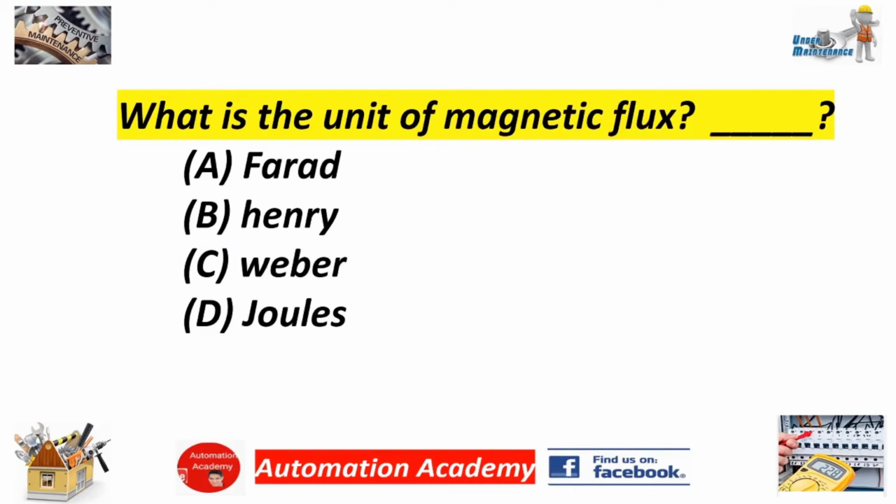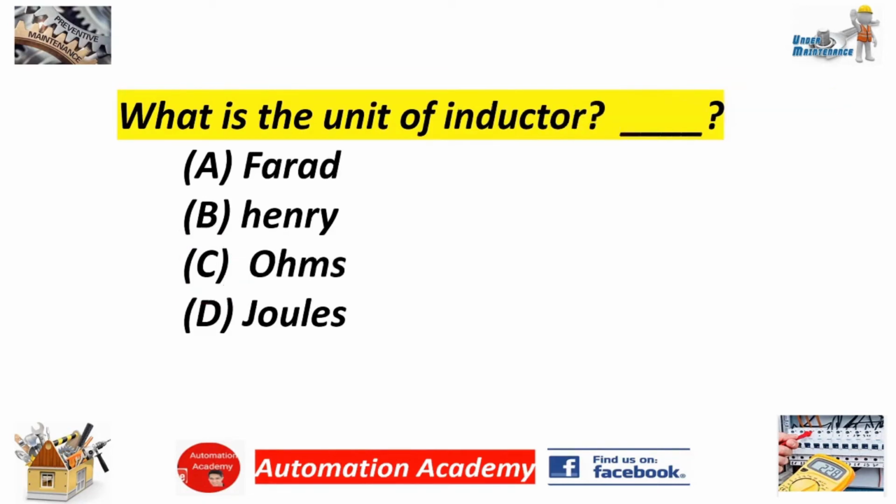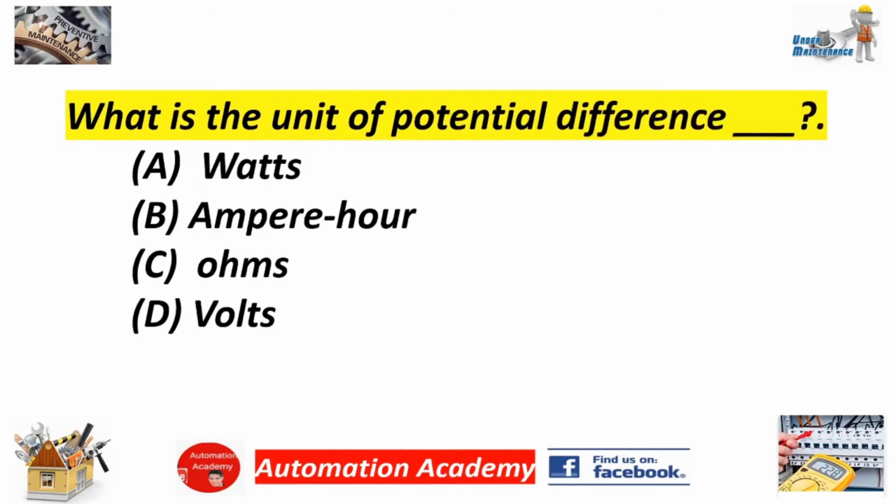What is the unit of magnetic flux? A. Farad, B. Henry, C. Weber, D. Joules. Answer C, Weber. What is the unit of inductor? A. Farad, B. Henry, C. Ohms, D. Joules. Answer: Henry.